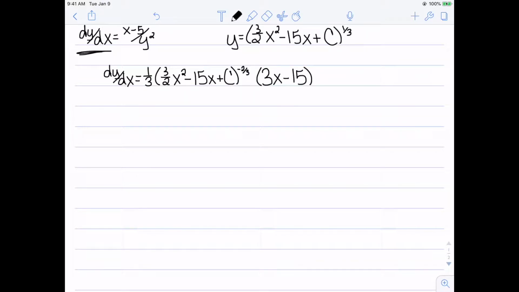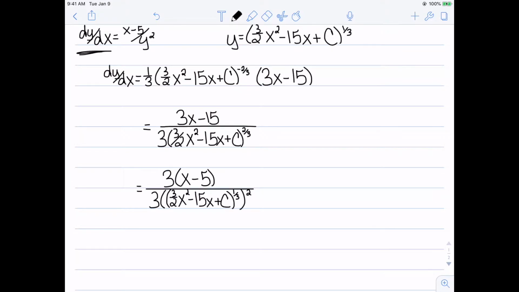I now want to simplify this. I'm going to go ahead and write it as an actual fraction, moving my negative exponents to the bottom. That would give me (3x minus 15) over (3/2 x squared minus 15x plus c) to the 2/3. I'm now going to use a little bit of algebra. I'm going to factor the top, and then I'm going to rewrite my exponent on the denominator. When I factor the top, I get 3 times (x minus 5). On the bottom, I have 3 times, and then I rewrote the exponent as (3/2 x squared minus 15x plus c) to the 1/3, squared. Since raising a power to a power, I multiply, and 1/3 times 2 is 2/3.